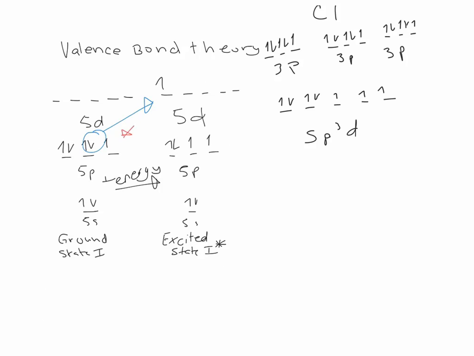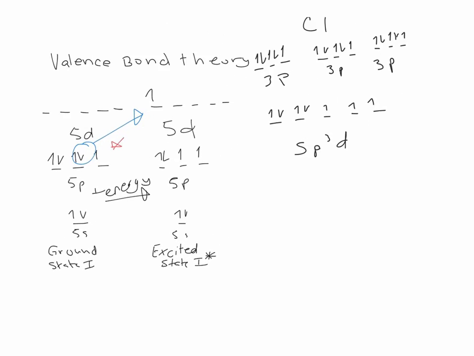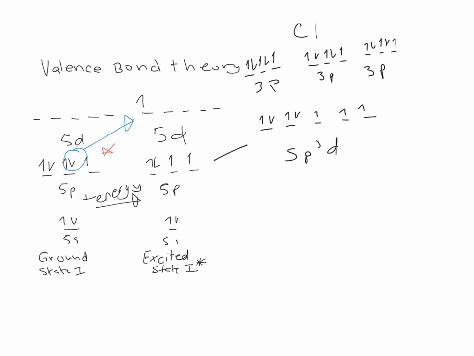Now the molecule can bond. So what we would do is show that this is hybridizing, and we draw a circle around all the electrons that will hybridize. These all make the sp3d orbital.